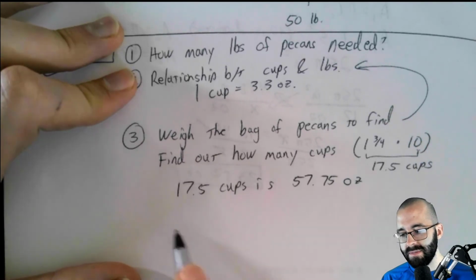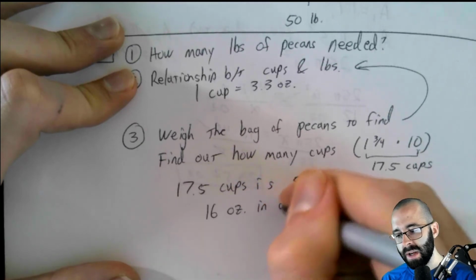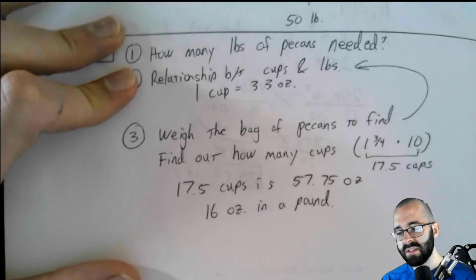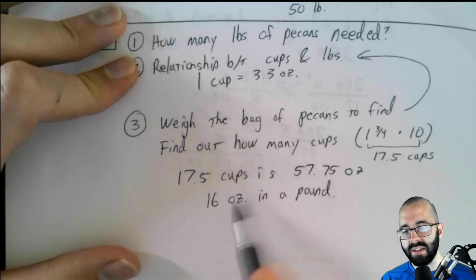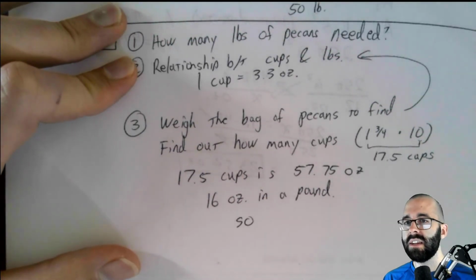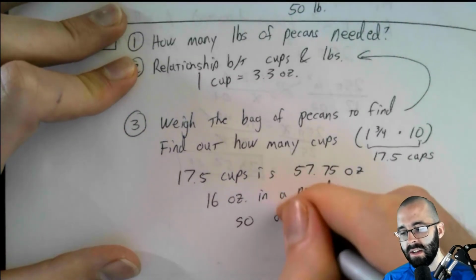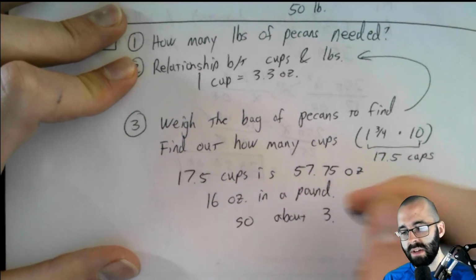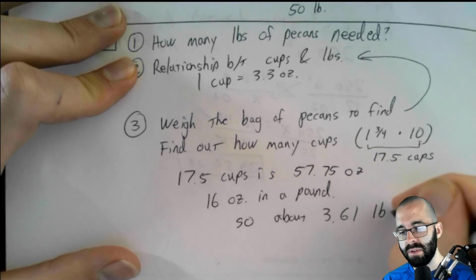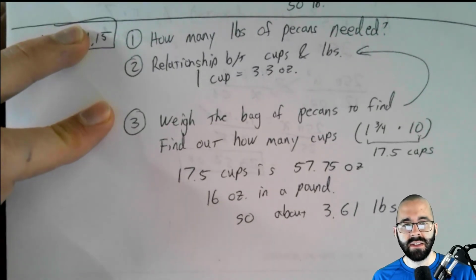All right. So 16 ounces in a pound. And again, there's a couple of ways to convert these. You can also just divide this by 16. You can express it as a fraction, however you want to do it. But we are going to divide it by 16 and say this divided by 16 is about 3.61 pounds. This is approximately how many pounds of pecans we need. Okay.